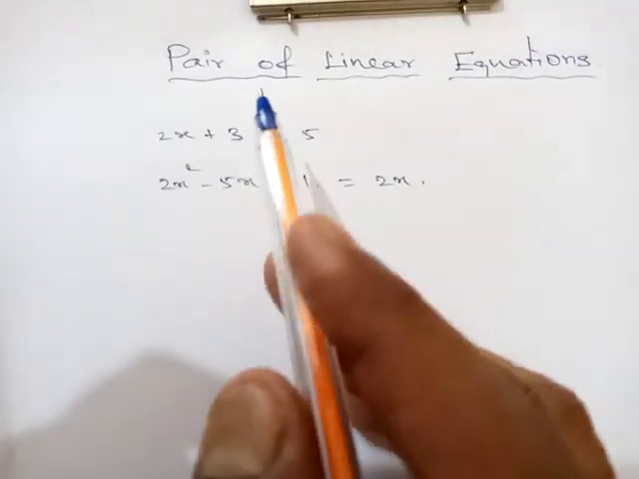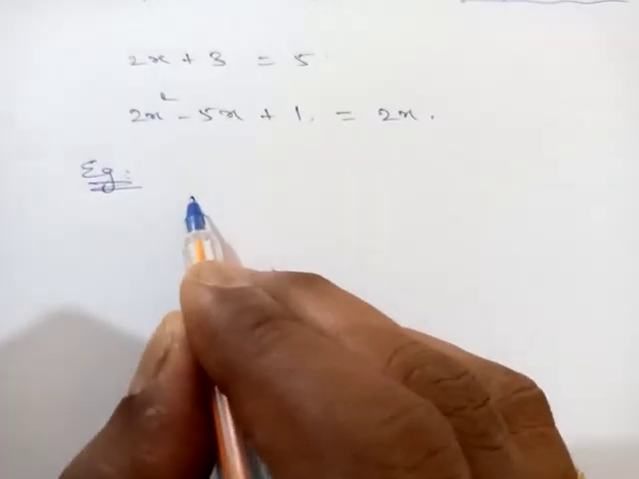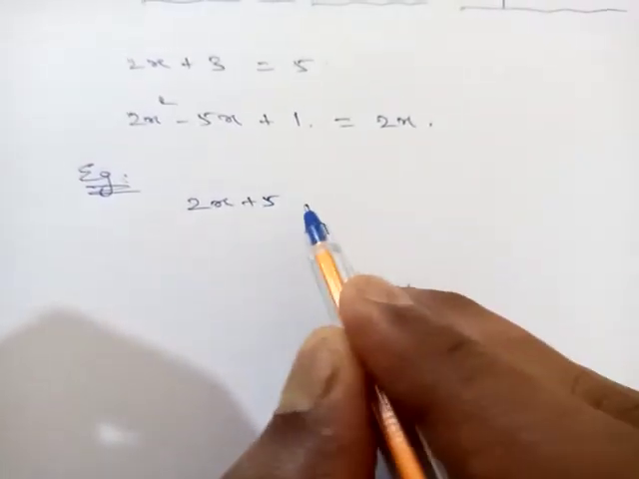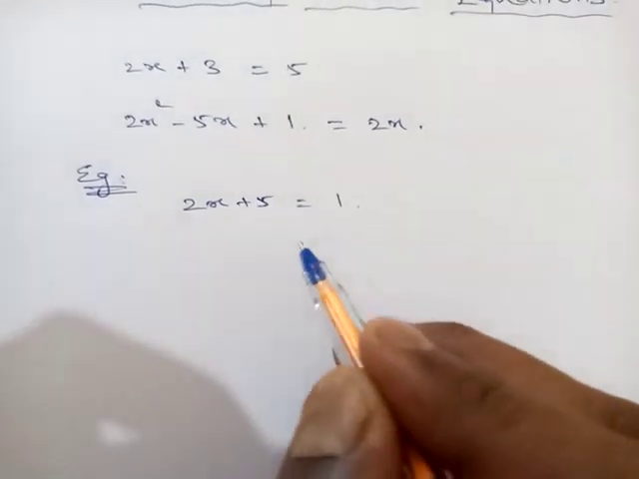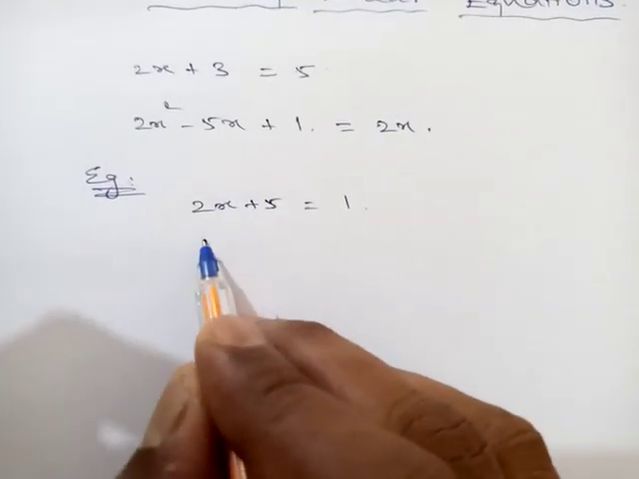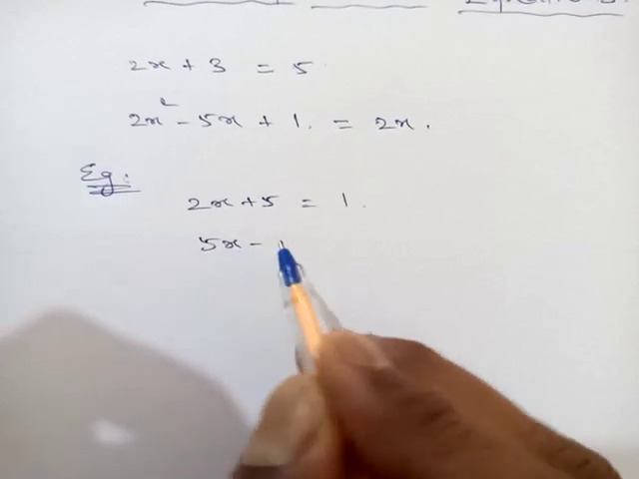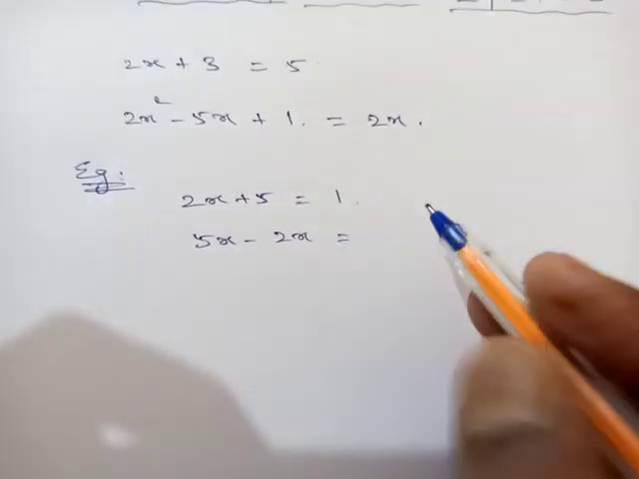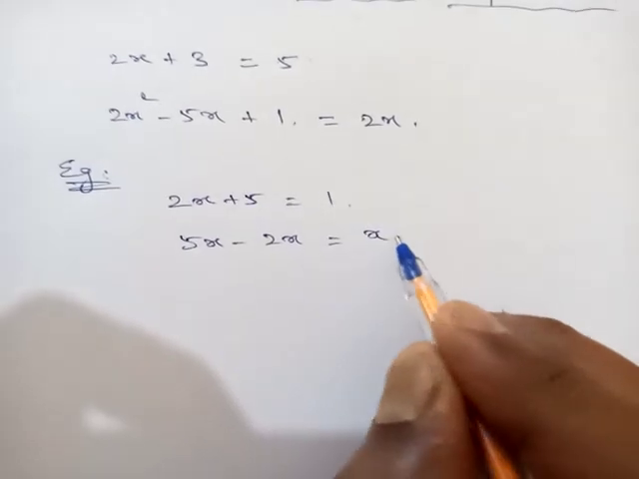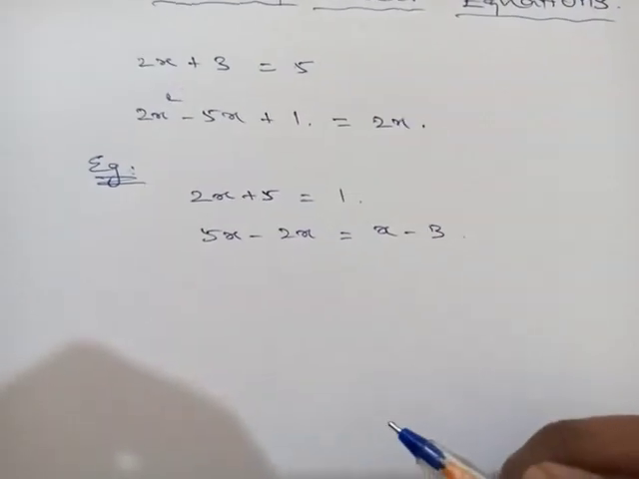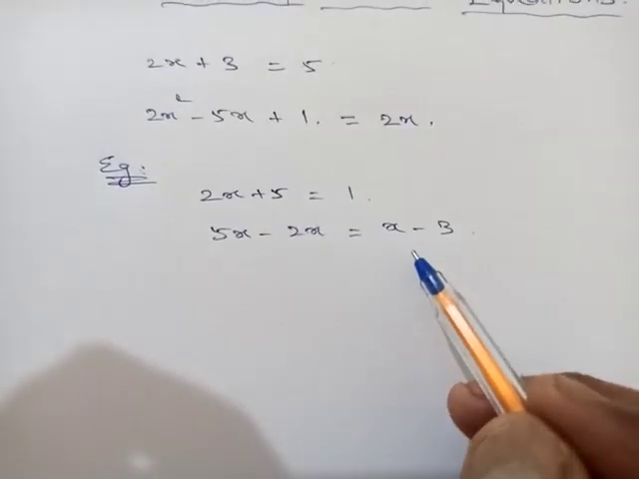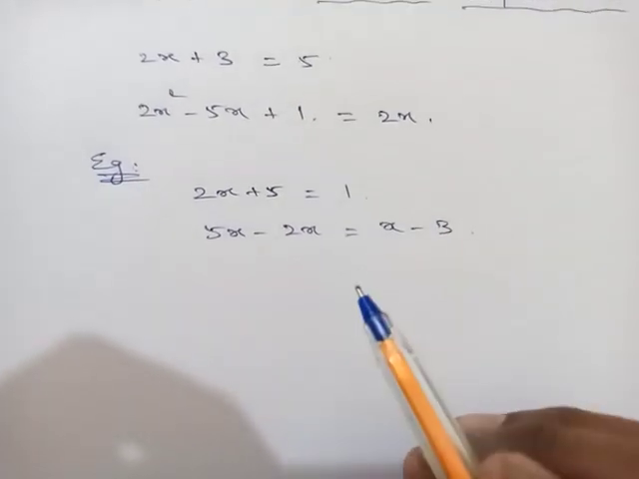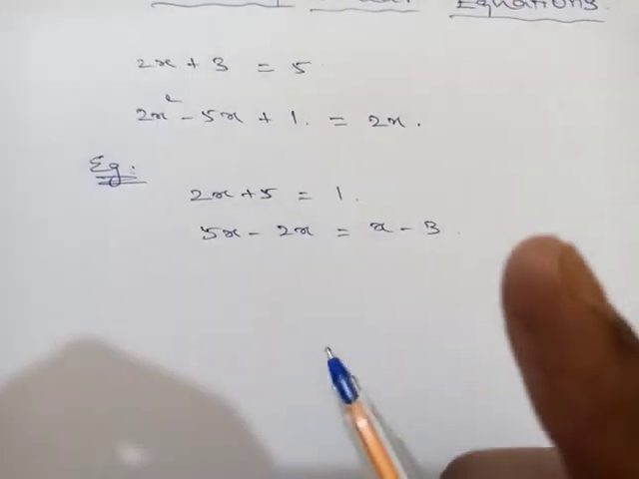Now, what is meant by pair of linear equations? Here we are considering two linear equations. For example, see here: 2x + 5 = 1. This is one equation. And 5x - 2x = x - 3. This is another equation. So this is one equation and this is another equation. We are considering two equations. That's all. This is about linear equations in one variable.